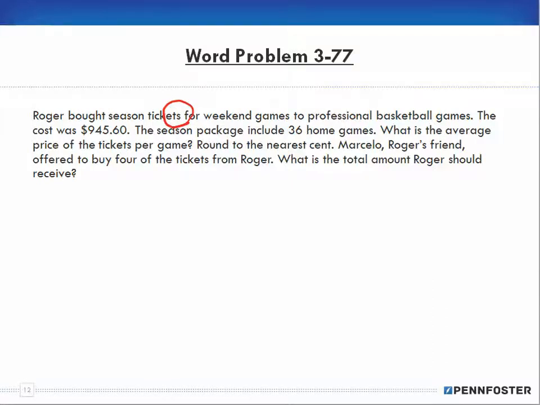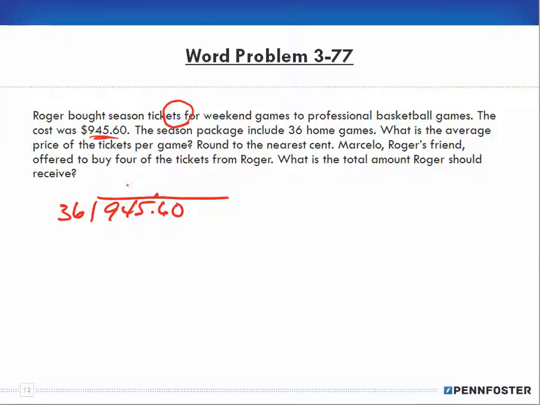It says the season package included 36 home games. So you see how by actively thinking about the information, now I'm getting the number of home games, and if I divide that into the $945.60, it'll give me an average price per ticket. It says, what is the average price per ticket of the game? That's my first question, which mentally I already worked through. So I have 945.60, and I'm dividing by the 36 tickets. This is going to give me a cost per ticket.